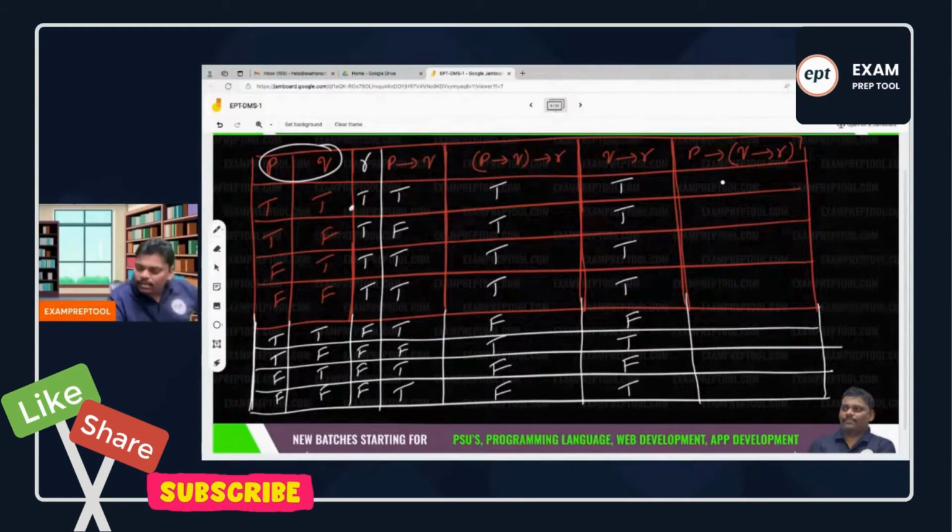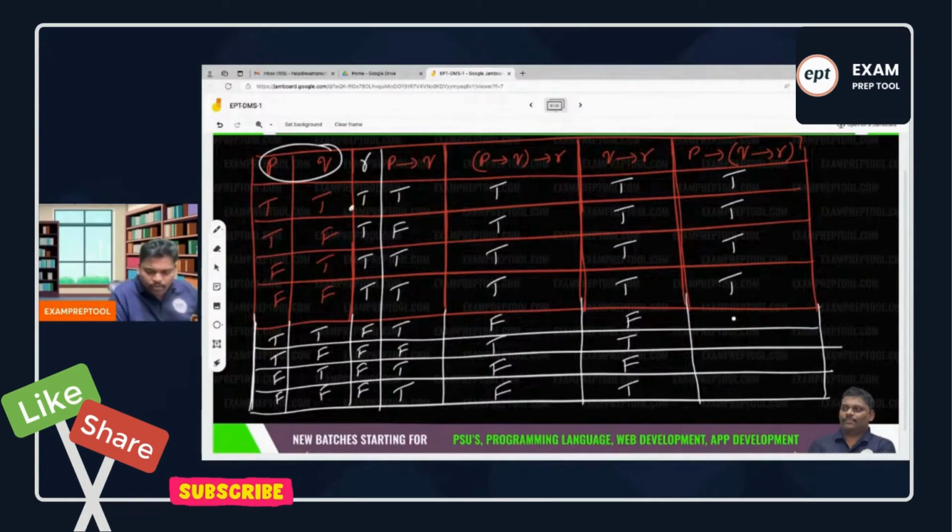Lastly, everyone listen. Lastly, P employees, Q employees. P is the leftmost one, and the rightmost one is Q employees. Can you do this one? True, true, true. True, true, true. This is also true. Can you come here now? True, false, false. True, true, true. Next one: false, false, true. False, true, true.